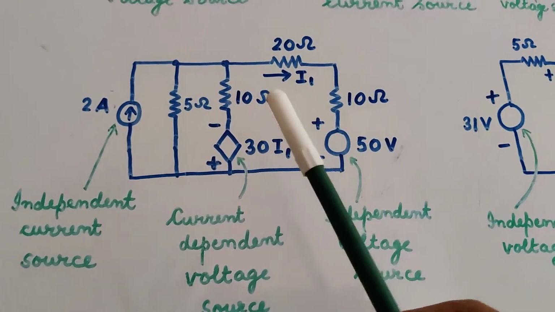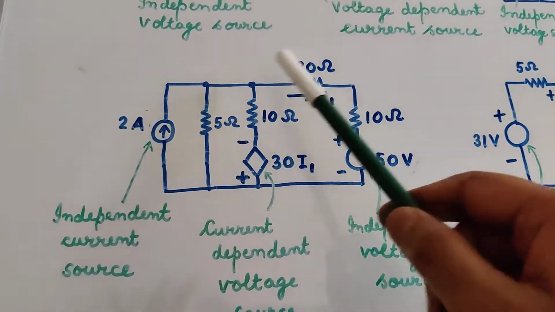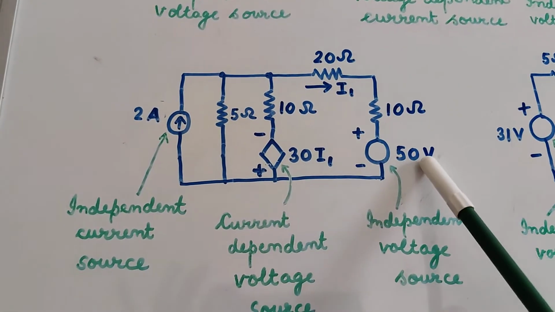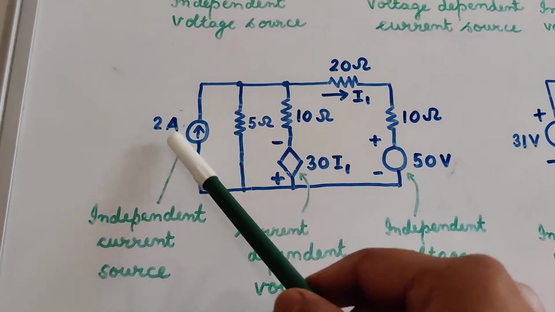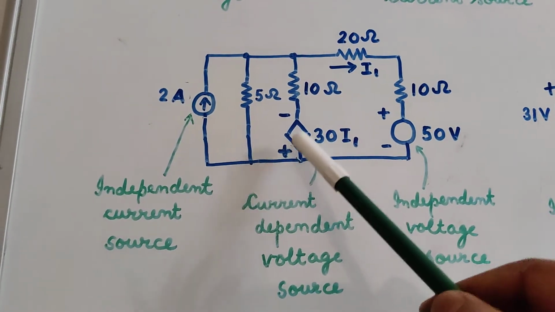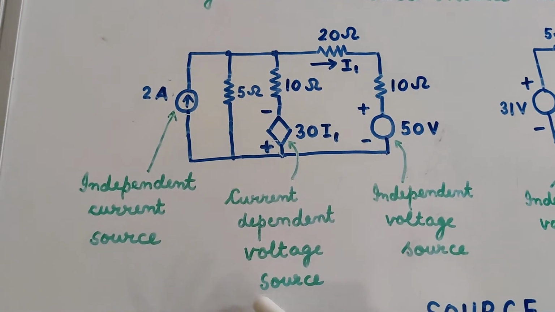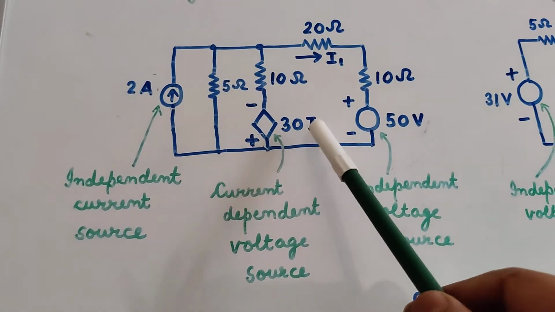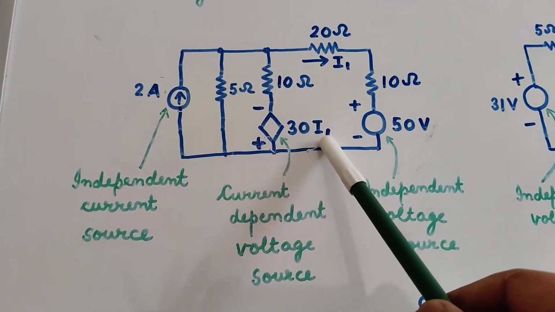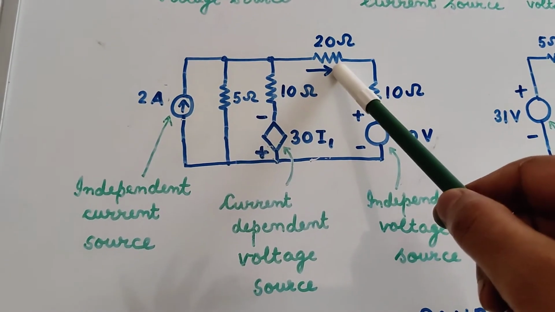From this circuit we find that these are the sources and these are the resistors. Now this one is the independent voltage source, this is the independent current source, and this is the dependent source, and since there are minus and plus polarity, this is the dependent voltage source. The value of this dependent voltage source is 30 times I1, where I1 is the current in this 20 ohm resistor.